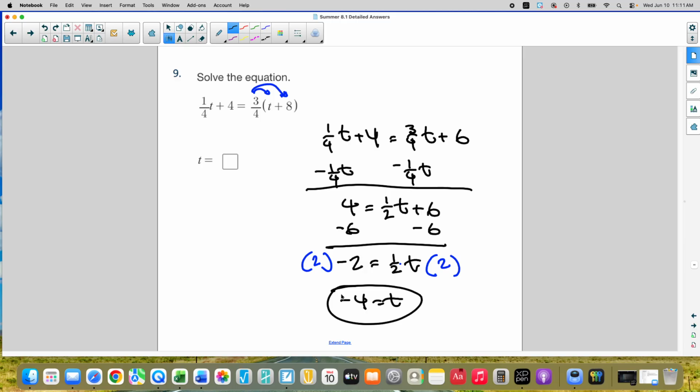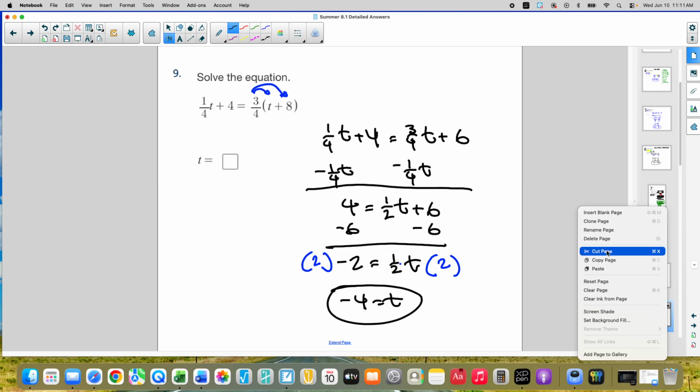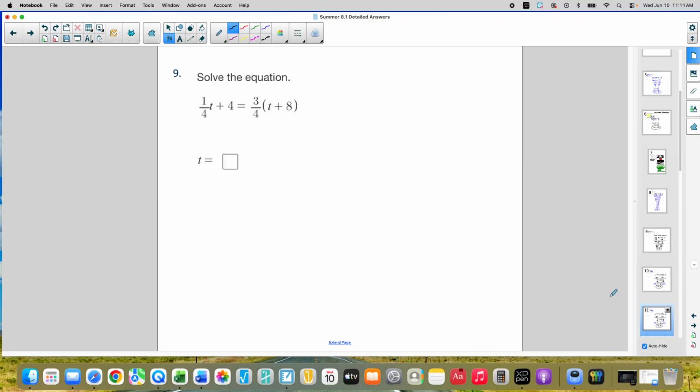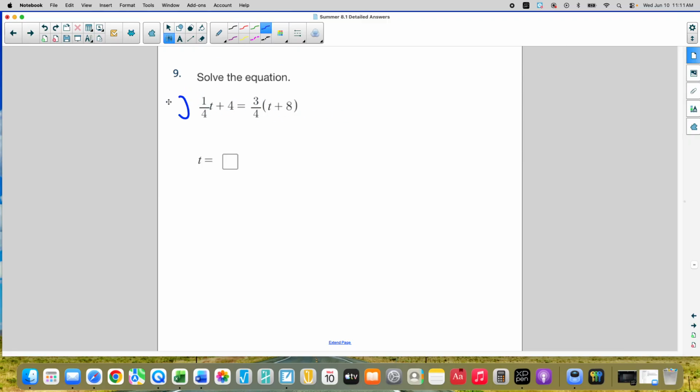So that's how a middle school student would do it. I'll show you how a high school student would do this problem. So what they would do is they would get rid of all of the fractions. They'd multiply everything times 4. 4 times 1/4 t gives us t. 4 times 4 is 16. 4 times 3/4 t equals 3 times t plus 8. And now I don't have any fractions in here. And now I can just distribute.